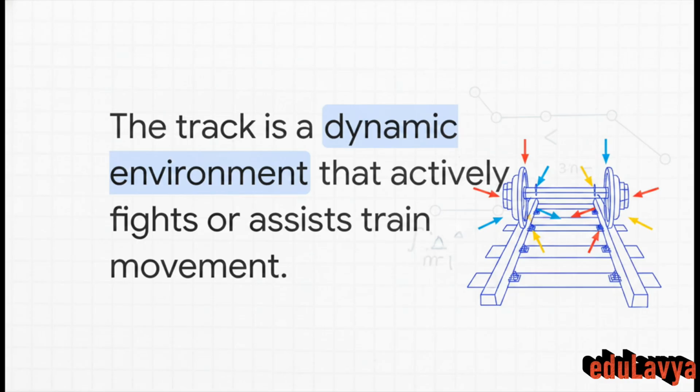Every single second of a journey, the track geometry is either fighting or assisting train movement. What this means for us is that all our complex signaling and control systems have to be perfectly, mathematically adapted to this geometry just to ensure trains stay safely apart.